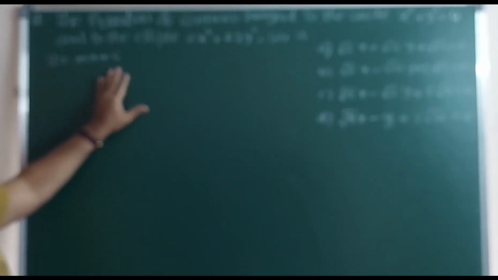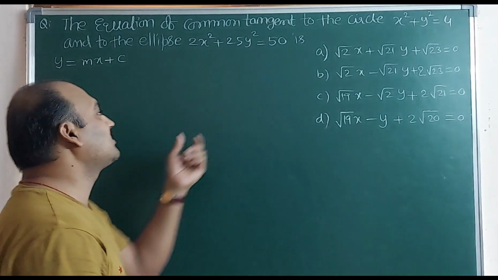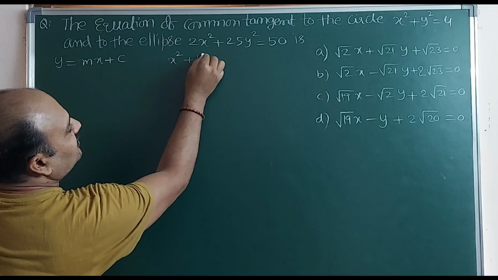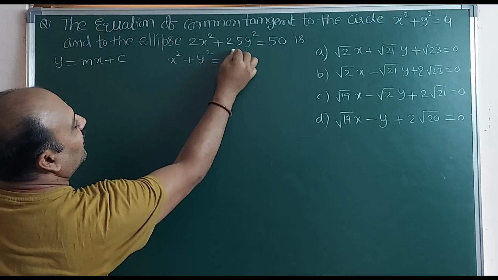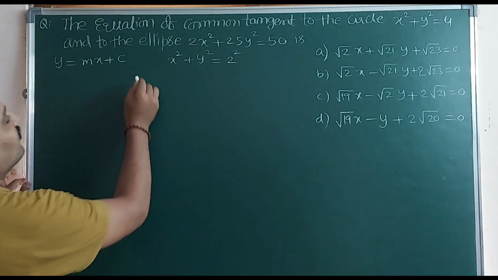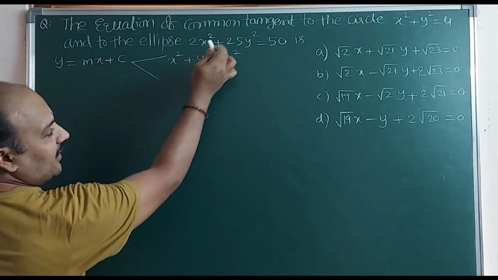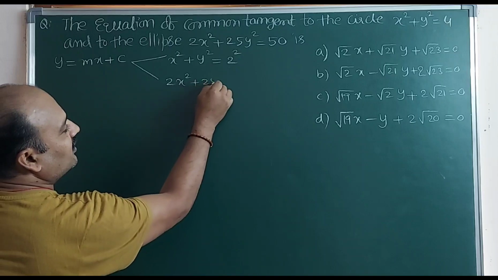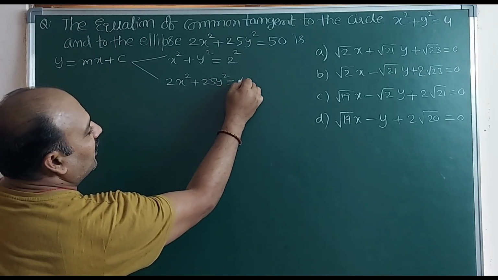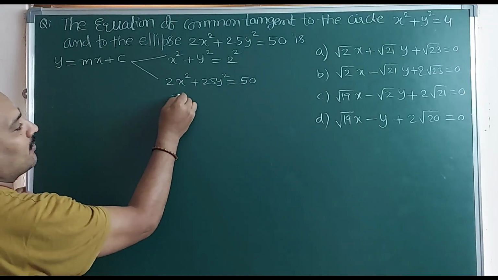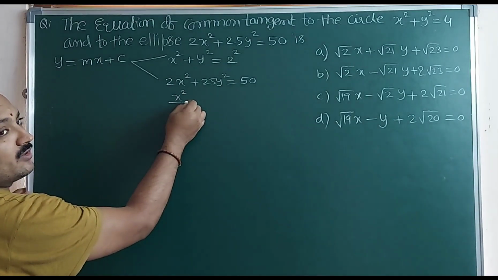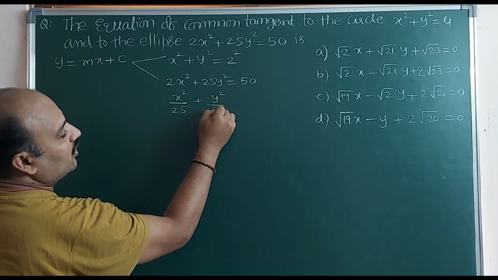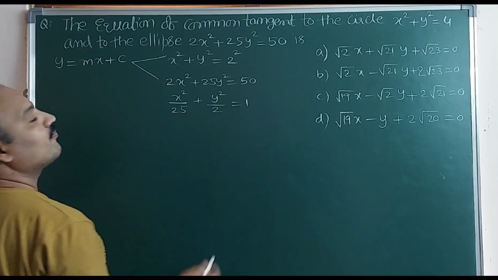So y is equal to mx plus c is a tangent for both the circle and the ellipse. The circle equation is x square plus y square is equal to 4, and 4 we can write as 2 square. The ellipse 2x square plus 25y square is equal to 50 is not in the standard form, so dividing by 50, I am writing x square by 25 plus y square by 2 equal to 1.